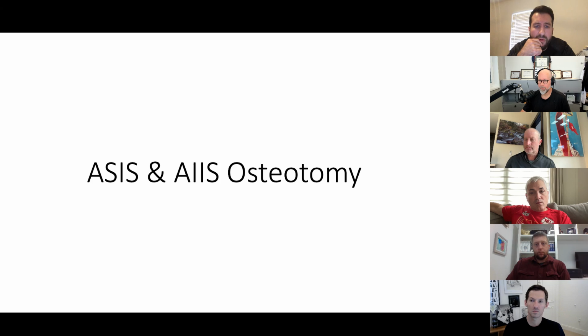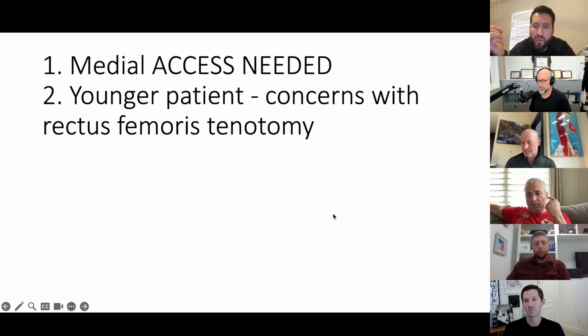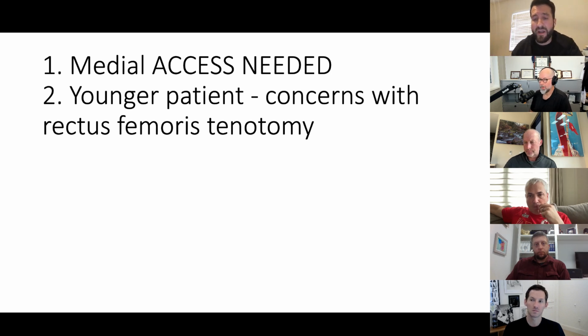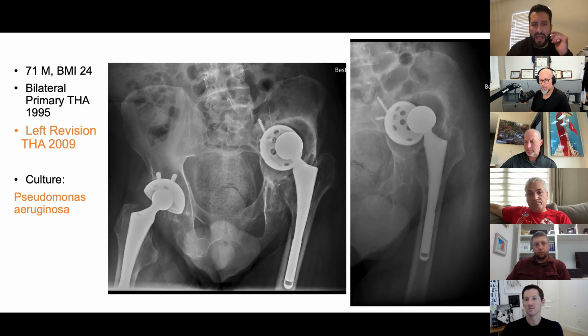Yeah, so I've been messing around with a double iliac osteotomy, ASIS and AIIS, because I had some of my younger patients, when I needed more access, and I was always doing a rectus femoris tenotomy. So I've started doing this double osteotomy to leave the rectus attached. So here's a good case. I got to get into the pelvis. Extremely short. I'm going to have to lengthen this patient.